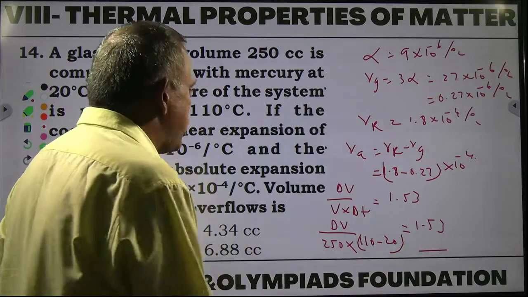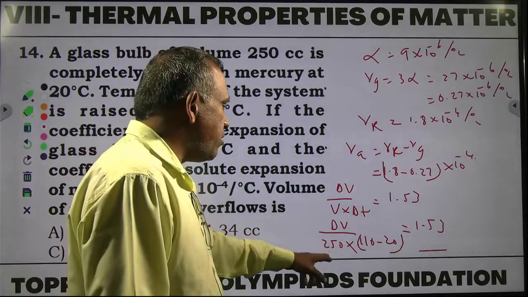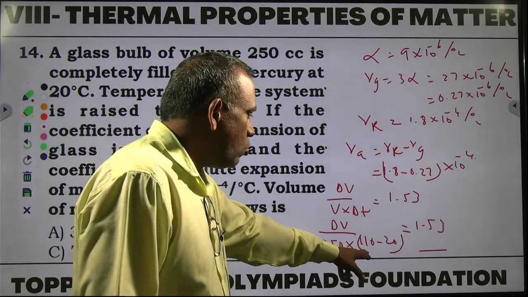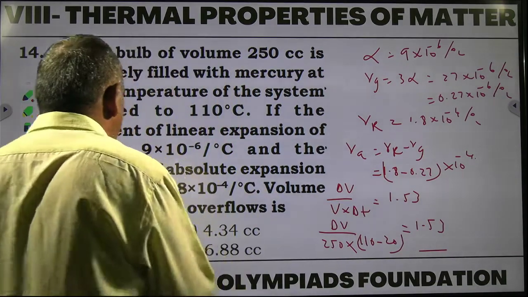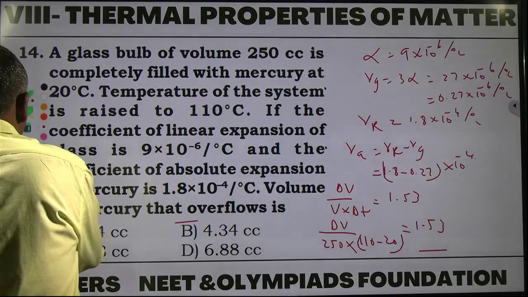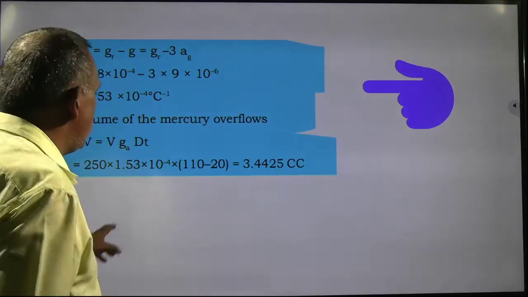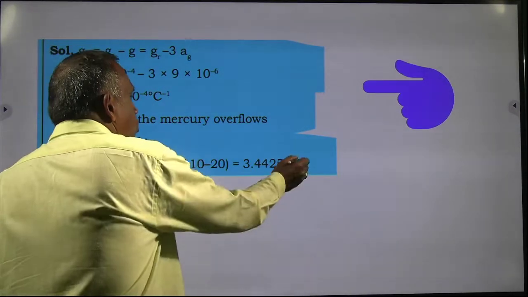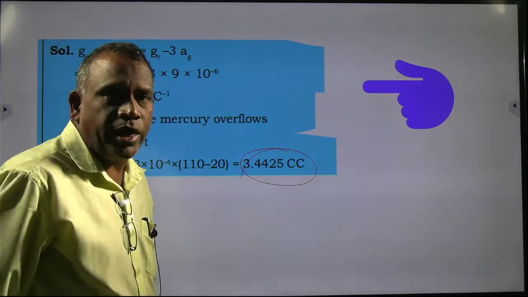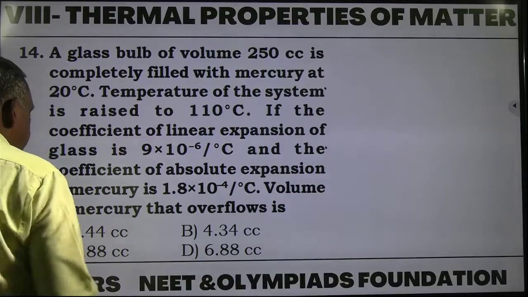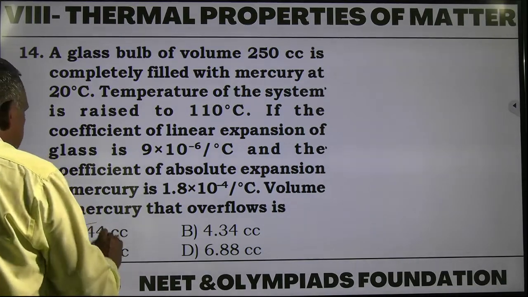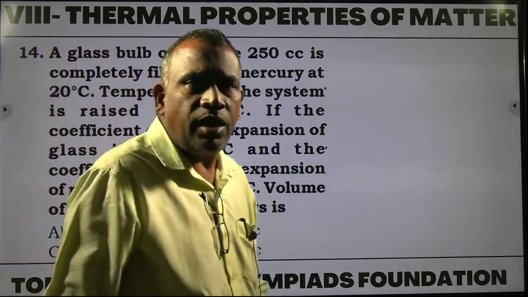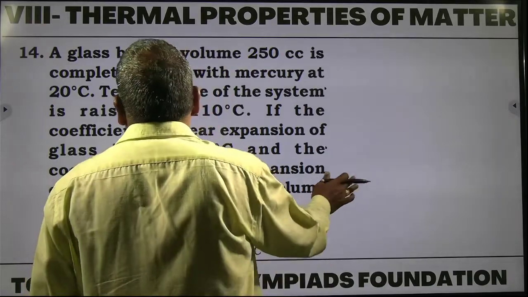If you calculate this, delta V is equal to 250 into 90 into 1.53, and you are going to get the calculations here. So that is only 3.4425 cc. So that is the correct answer. So 3.44 cc, option A will be the correct answer. This is about question number 14.